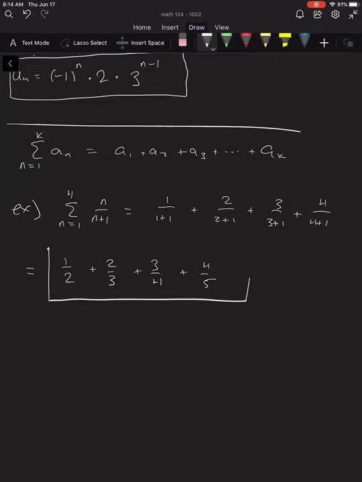Sure, you could get a common denominator, but we don't need to do that. So basically, that's just what this notation means. If we have this, it just tells us to plug in the numbers from the bottom one, from n equals 1 all the way up to 4.